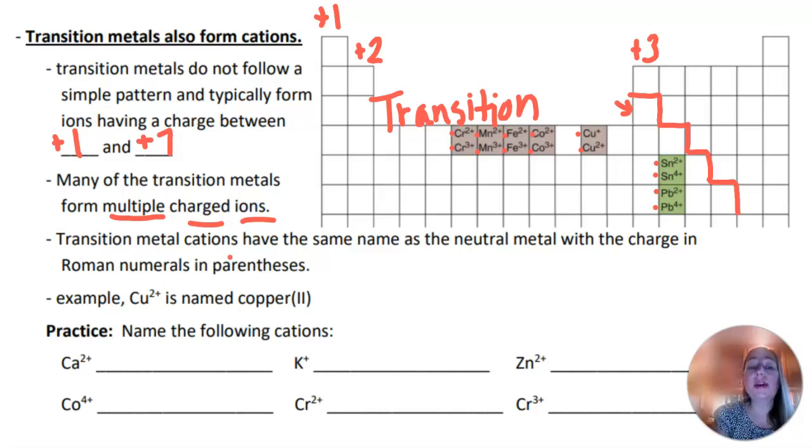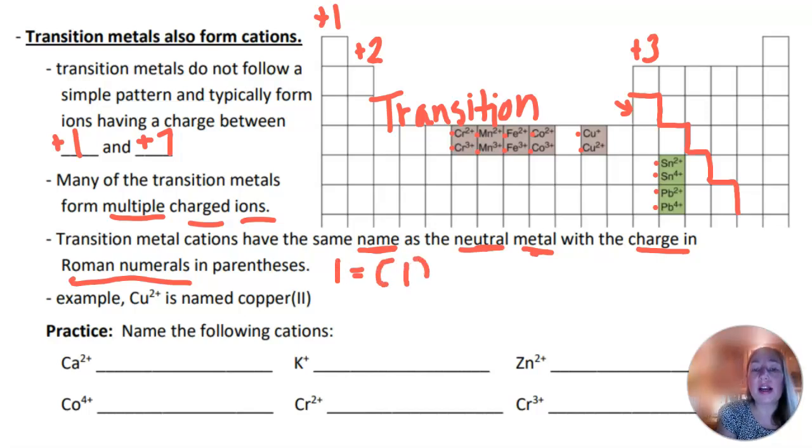So transition metal cations have the same name as the neutral metal, with the charge in Roman numerals in parentheses. So it is helpful to know our Roman numerals here. When we mean 1, we just put an I or a 1 in parentheses, and sometimes it'll look like a capital I.